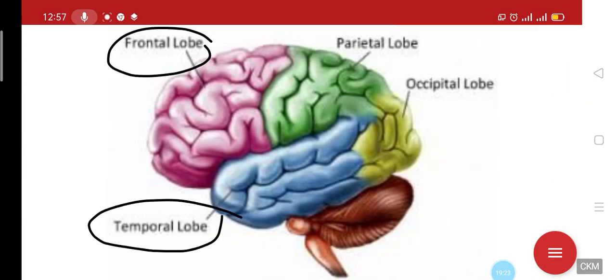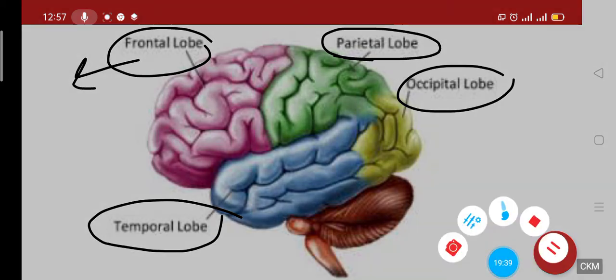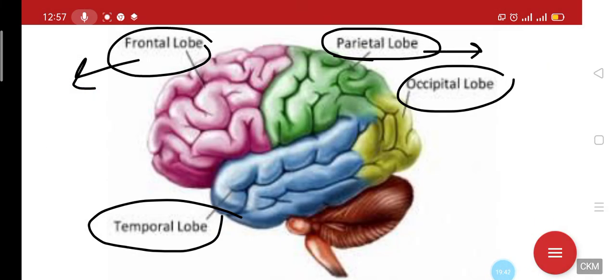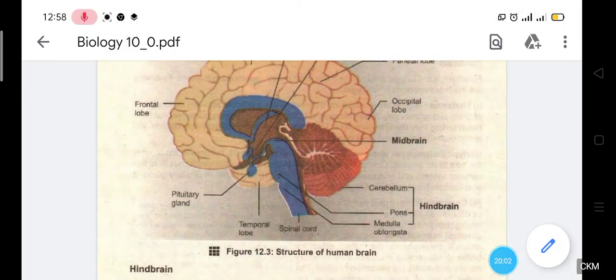So students, you can see these four lobes: temporal, frontal, parietal, and occipital. You know the function of the frontal lobe, that it helps in skeletal movement, as well as controlling the motor neurons, as well as helping with the coordination of speech. Whereas the parietal lobe receives and analyzes the sensory information from the skin, while the occipital lobe is involved in vision, and the temporal lobe is involved in smell and hearing.